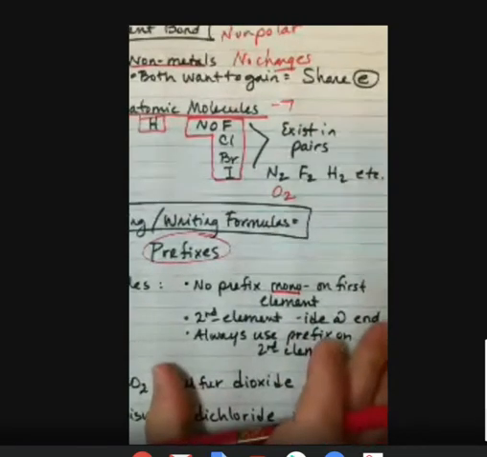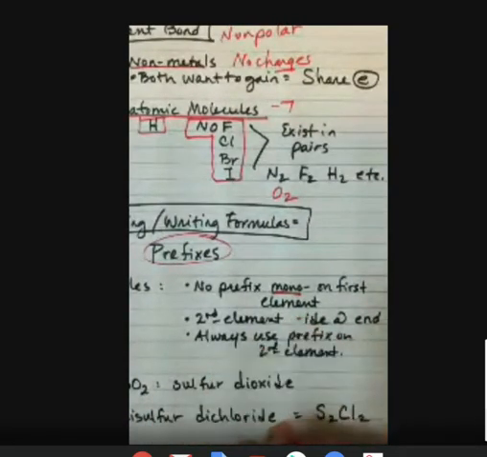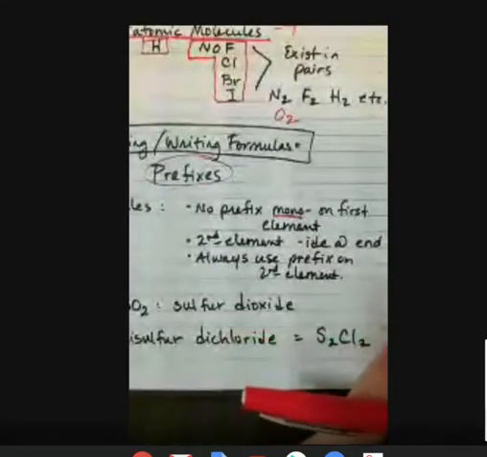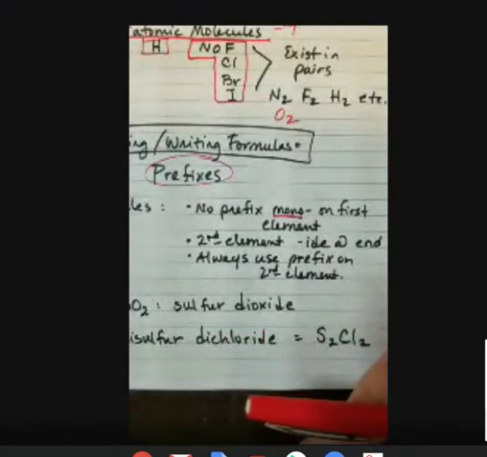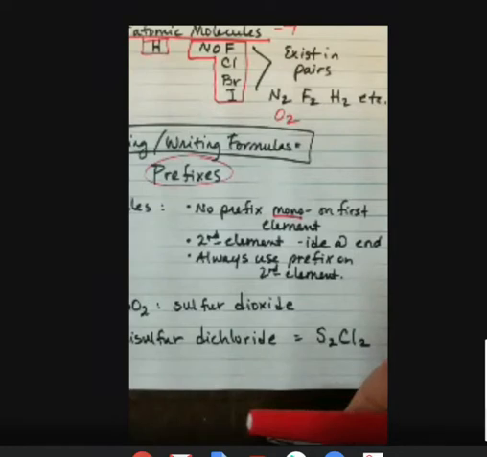The second element is where you put the IDE at the end, and you will always have a prefix on the second element. It doesn't matter what the prefix is. So there's a list of prefixes that it gives you in your notes, what to use, but mono, di, tri, tetra, penta, hexa, hepta, octa, nona, and deca.